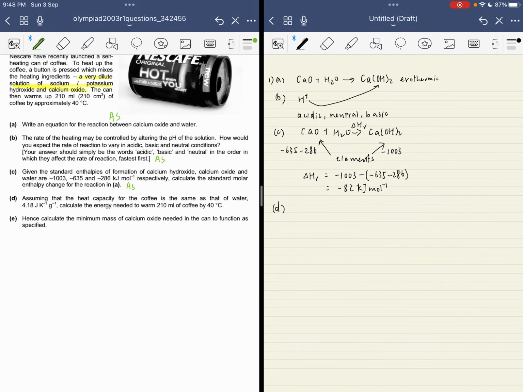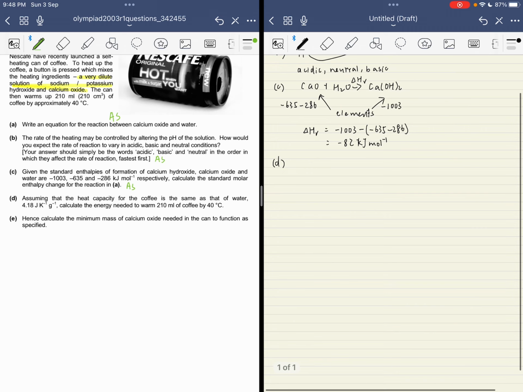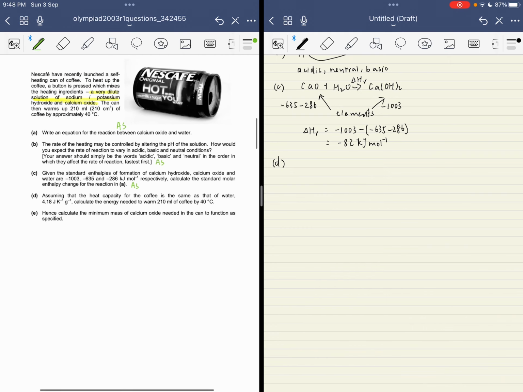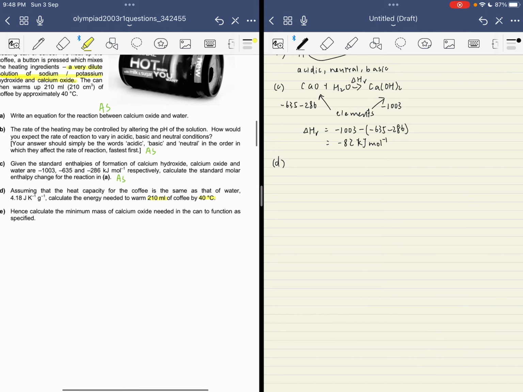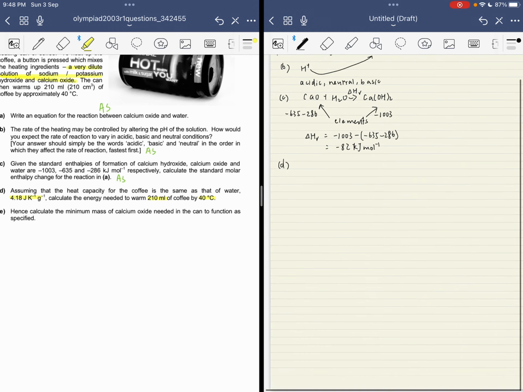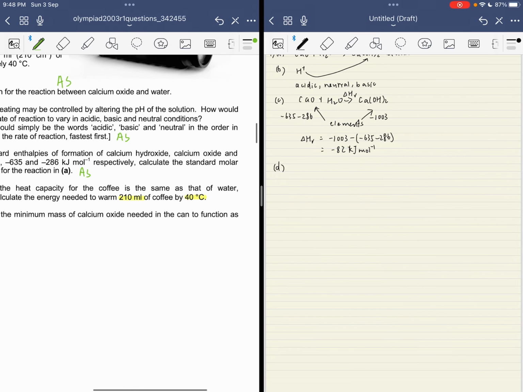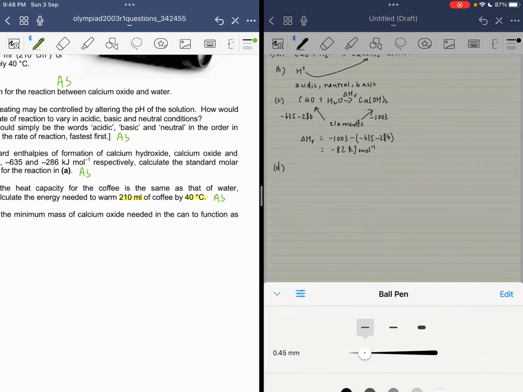And D, we are trying to calculate the energy needed to warm this amount of coffee by 40 degrees Celsius. And the heat capacity is assumed to be the same as water, which is 4.18 joules per gram per K. This is also an AS level content, which is in the thermodynamics part.